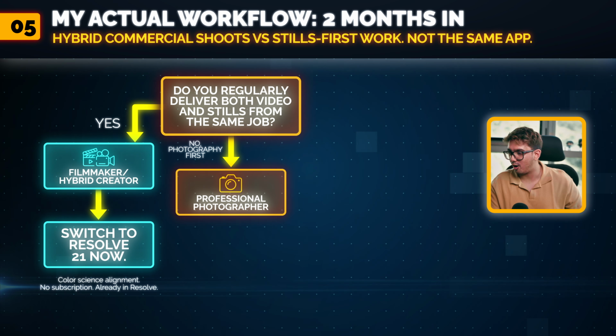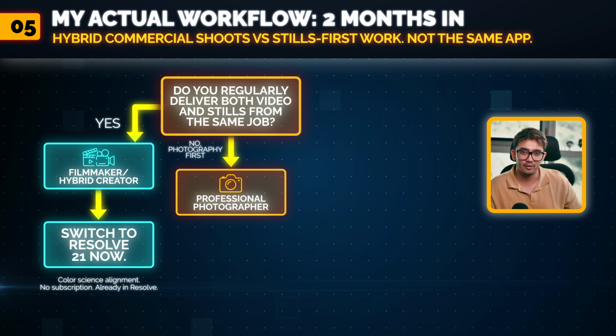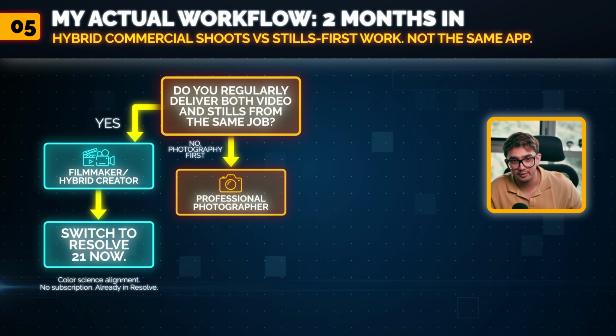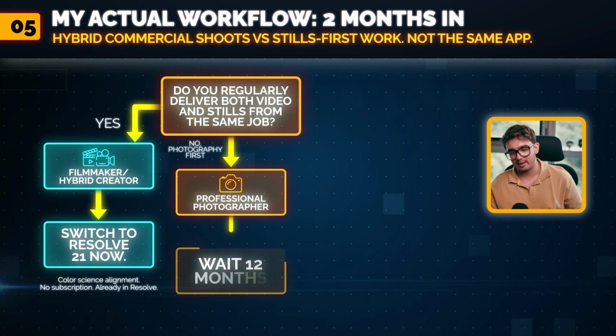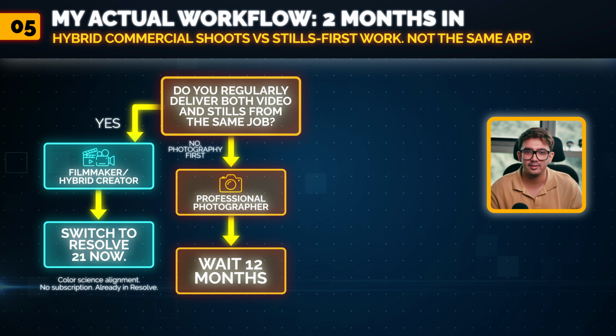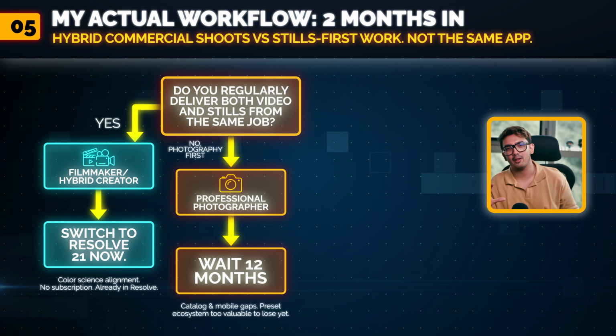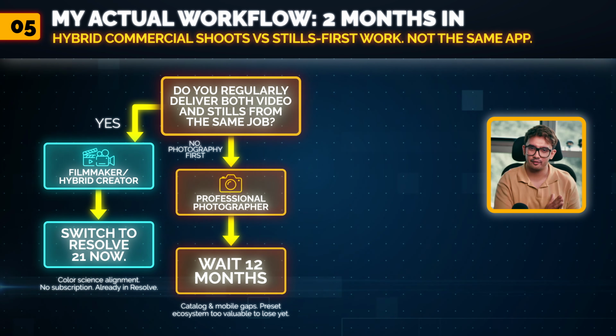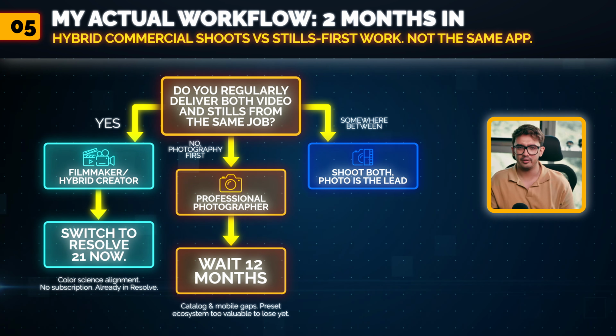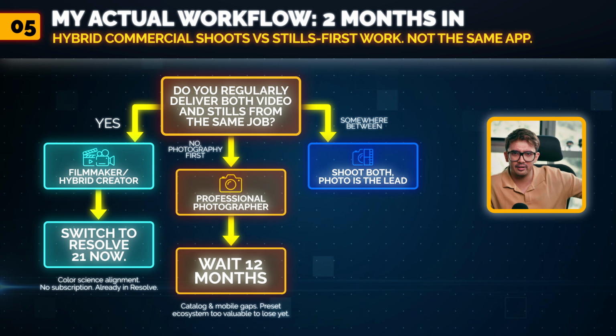And if you are a professional photographer, your primary work is stills, you have an established catalog, you sell presets, or you teach with Lightroom, don't switch. That photo page is impressive for version 1. Check back in 12 months, check back in 24 months, whenever. Keep in mind, Blackmagic iterates very fast. But right now, the catalog limitations and the missing mobile workflow make a full switch expensive in time and disruption. If you are somewhere in the middle, you should use both, but photography is the lead discipline.